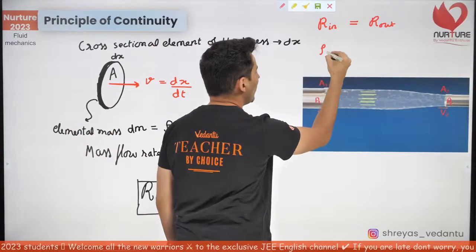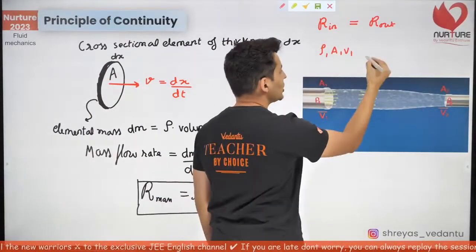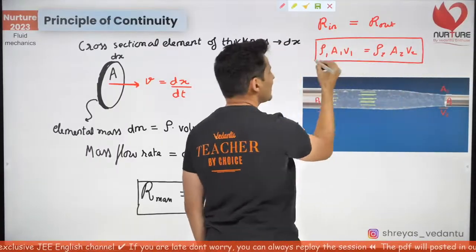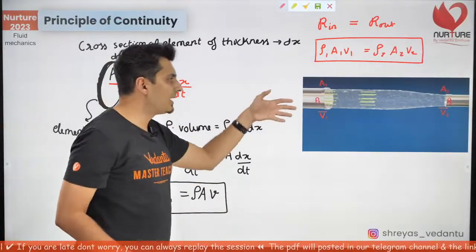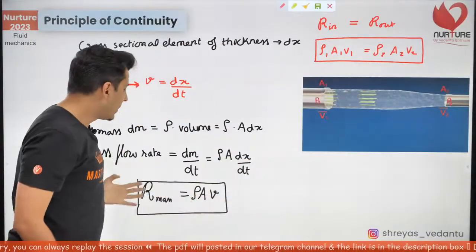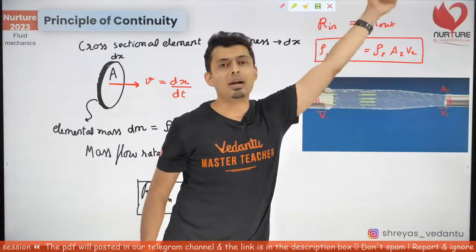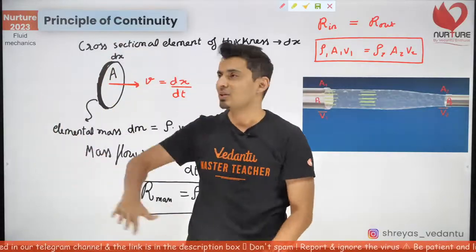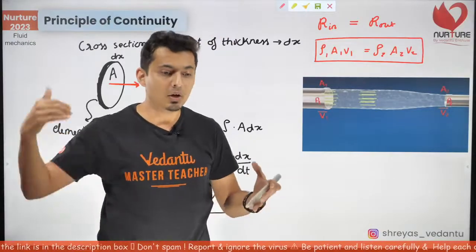So that means rho 1 A1 v1, whatever this value is at this particular point, should be equal to rho 2 A2 v2. Makes sense? So this is one way of writing the flow rate going in and the flow rate going out, and it is maintained here, here, and wherever you measure it in that pipe. That is why it is called the continuity equation. It is continuing. It's not leaking or being added.